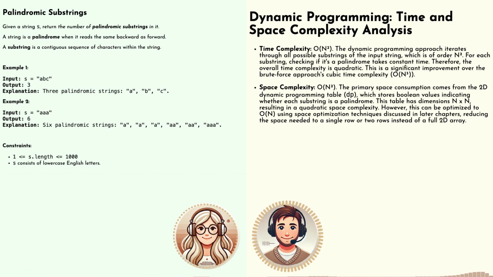Okay, quadratic is better than cubic, I get that. But to be honest, big O notation still feels a bit abstract to me sometimes. Can you give me a real-world sense of what that improvement means?